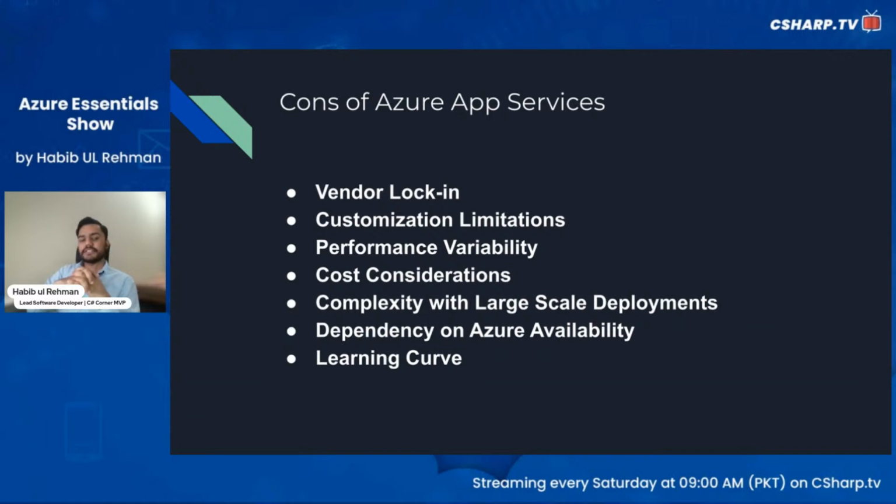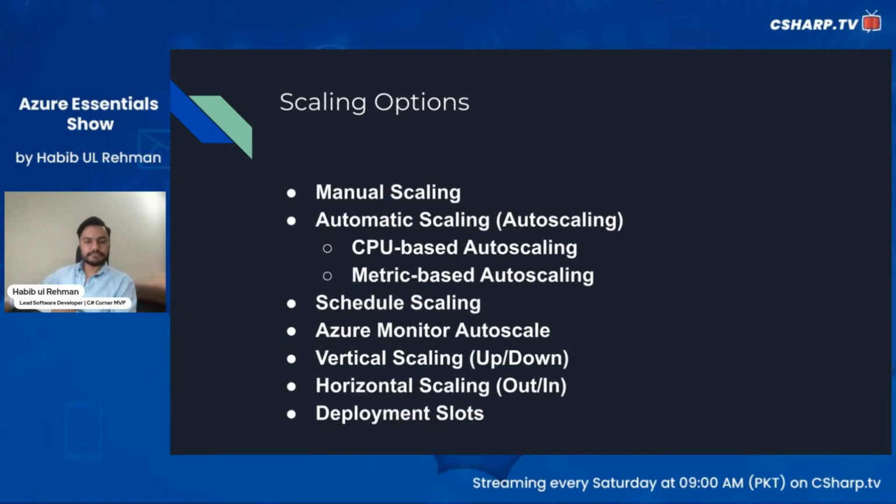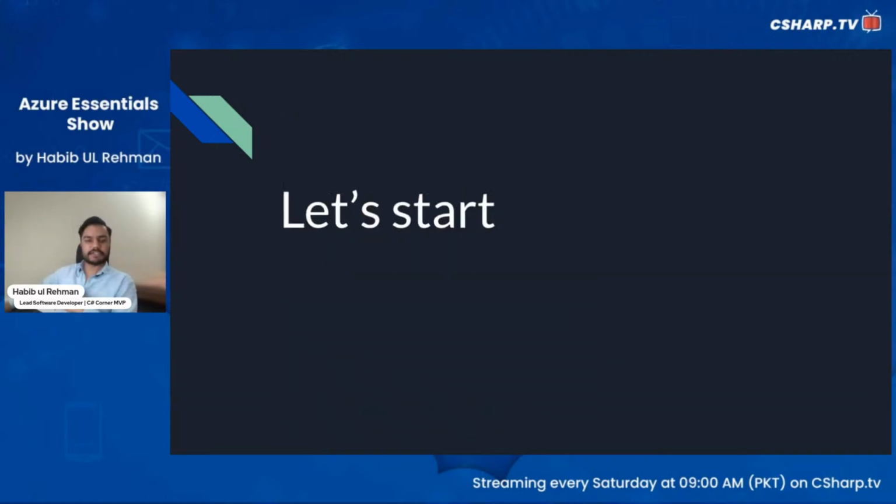Then we have a dependency on Azure availability. Reliability and availability of applications are dependent on Azure's global infrastructure and the service uptime. Then we have the learning curve. Despite Azure App Services being friendly with a very easy interface to use, there may still be a learning curve for beginners to understand the Azure ecosystem. So these are a few cons of Azure App Services. Then a few other scaling options are available, but we will talk about these scaling options after creating an Azure App Service. So let's start this. Let me share my screen.